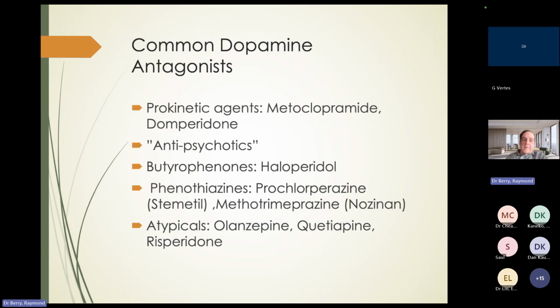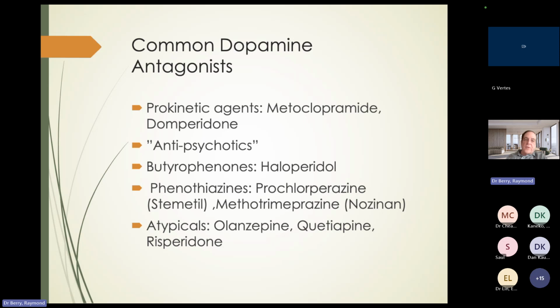So what are the dopamine antagonists? We need drugs that specifically block dopamine. And I'm going to go through these in a fair bit of detail. The first class are prokinetic agents: metoclopramide, Maxeran, and domperidone, Motilium. These block dopamine. And I'll talk about the specific interest in metoclopramide for this.